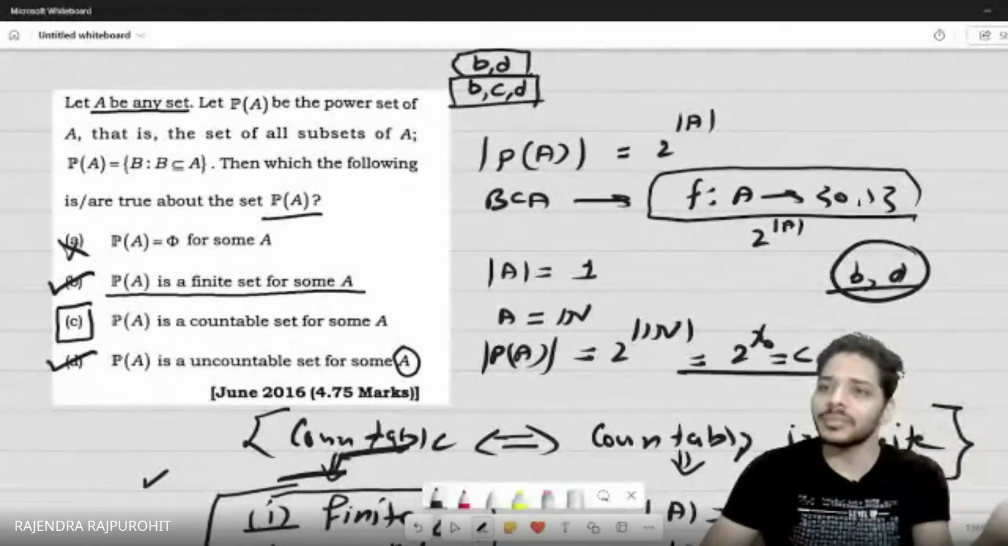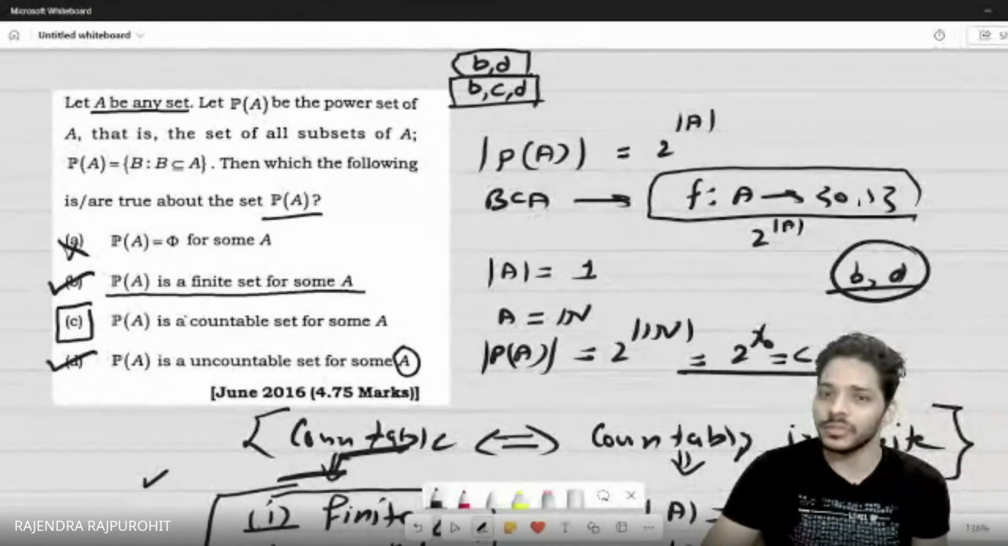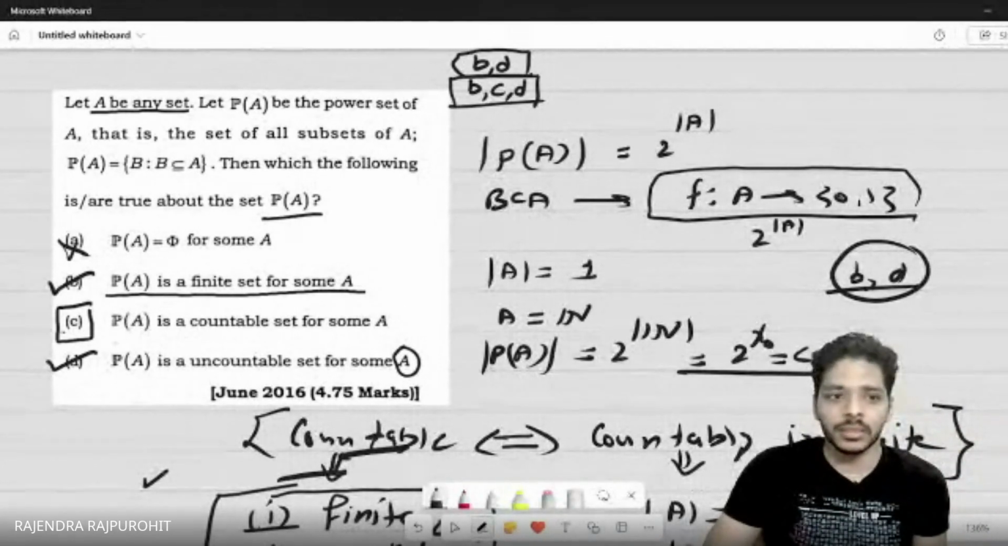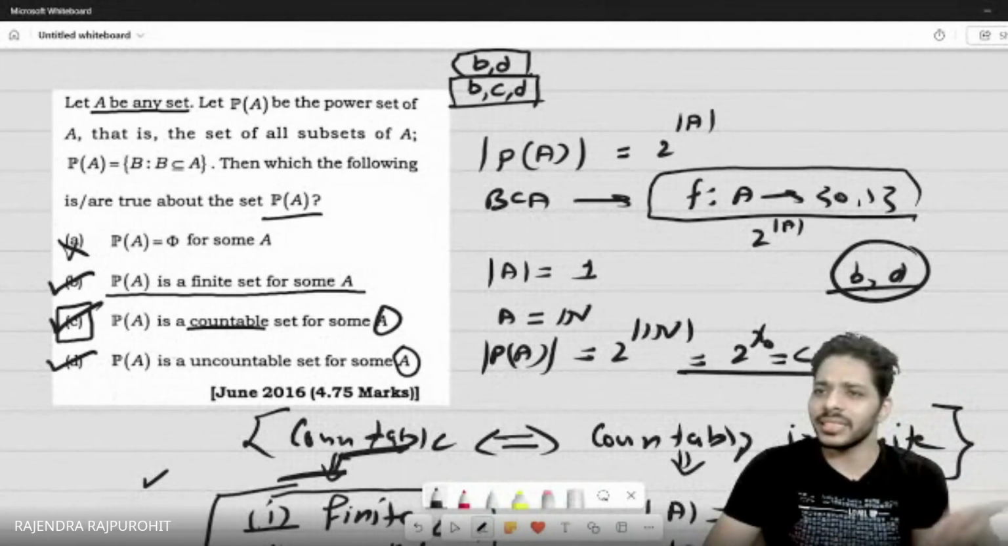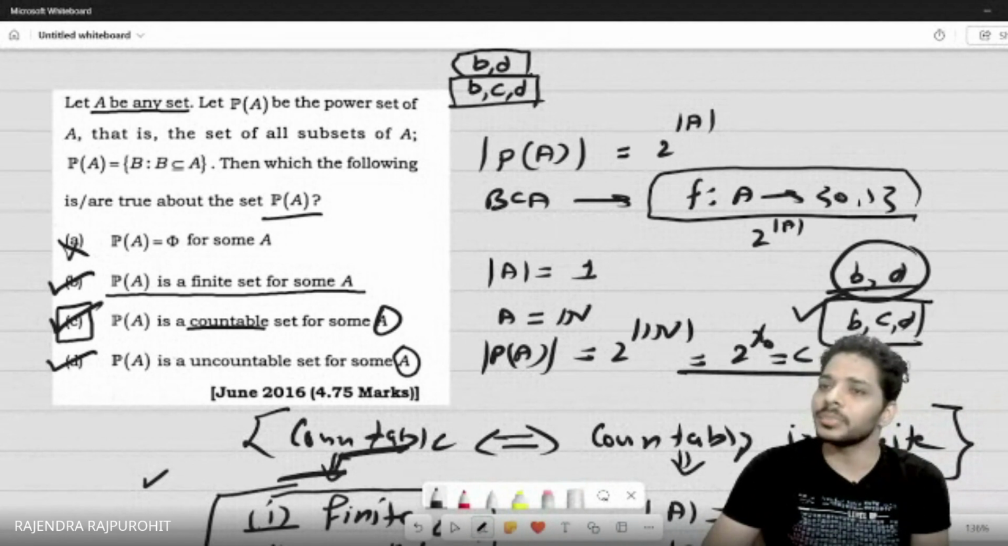Okay, but then people gave references of other books which consider that a finite set is also a countable set, isn't it? So then C is also true: if you just write countable in place of countably infinite and you take A to be finite, then PA is also finite. That works. So in that case, your correct answer would be B, C, and D. So the actual correct answer is B, C, and D.